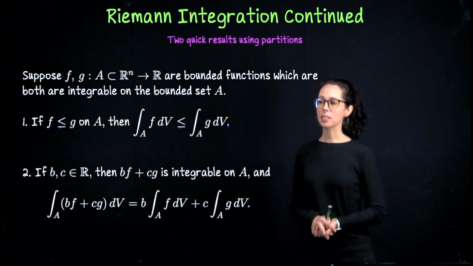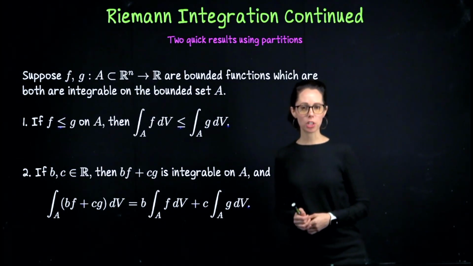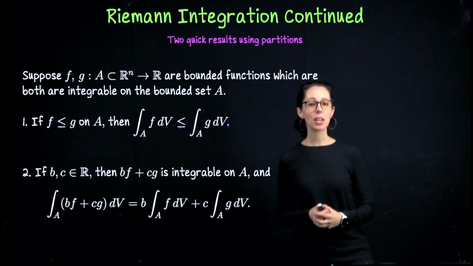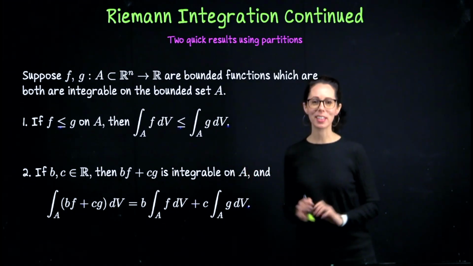The context here is imagine that we have two functions f and g, which are nice bounded functions on the bounded subset A of R^n. Each is scalar valued, and we know each to individually be integrable. So f and g are nice integrable functions.